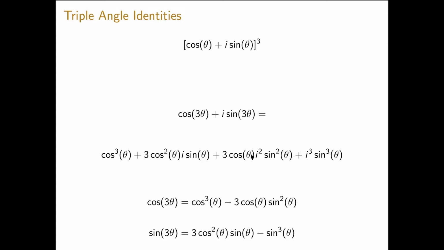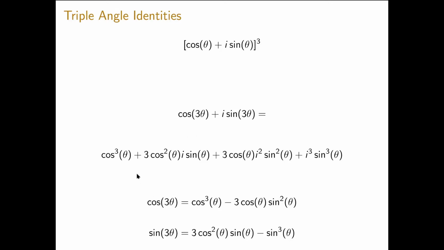So this is a real term. This real term becomes minus 3 cosine theta times sine squared theta. And then this last term, i cubed becomes minus i times sine cubed theta, and minus i makes this an imaginary term. So cosine of 3 theta is equal to the sum of all the real terms on the right, and sine of 3 theta is equal to the sum of all the imaginary terms on the right.